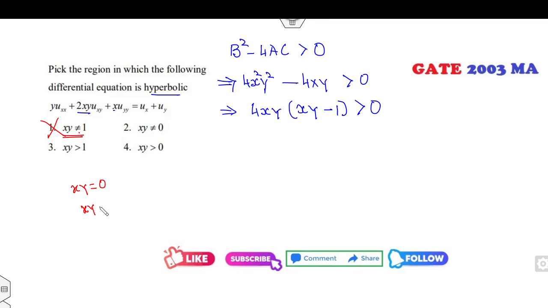That's again wrong, because if you take xy is equal to half, then this quantity will be negative. But we need it greater than 0. xy is greater than 1. If xy is greater than 1, this number is positive. If xy is greater than 0, again, if I take xy as 0.1 or 0.5, this value will be negative, so the whole number will be negative. So the right answer is C.